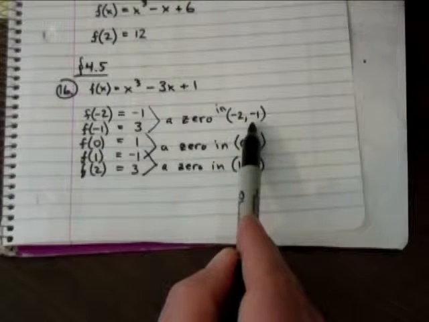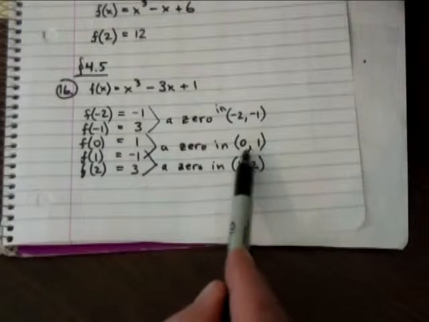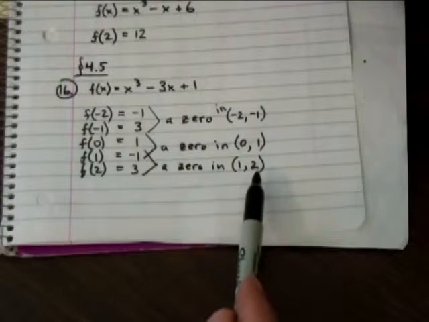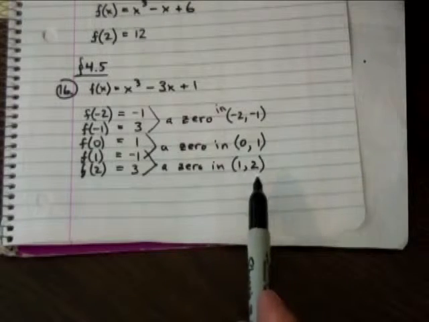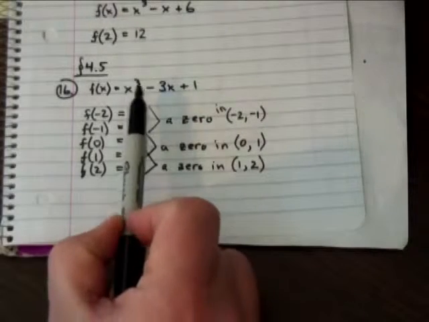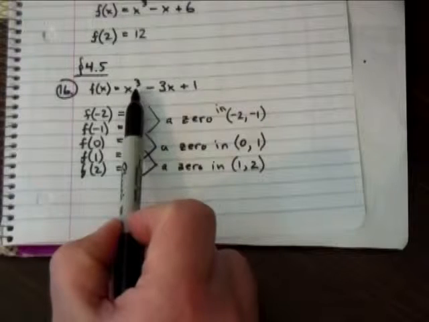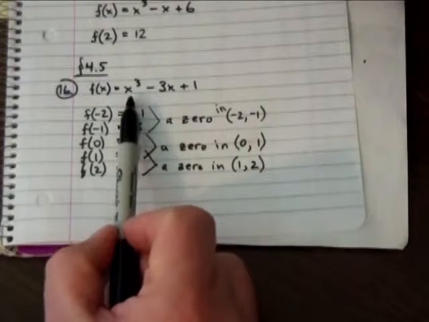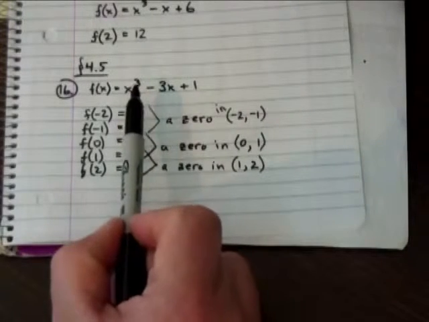So somewhere in this pair of consecutive integers, somewhere in this pair, and somewhere in this pair, we have 3 zeros. And in addition to that, since the highest power of x in this function is 3, we know that there cannot be more than 3 zeros for this polynomial. So then we know we've found all of them.